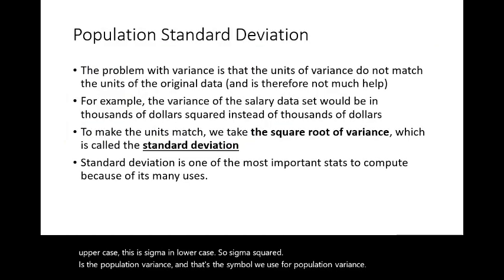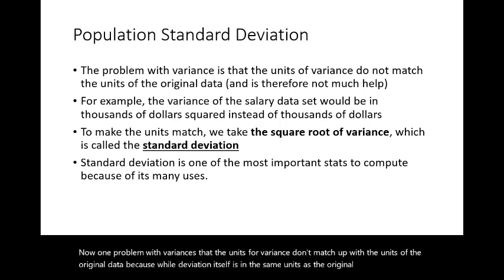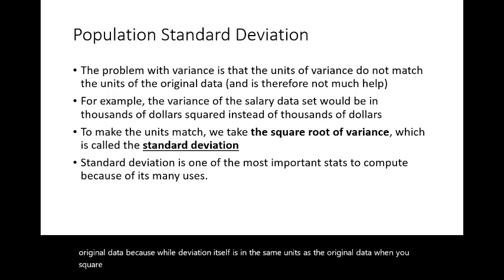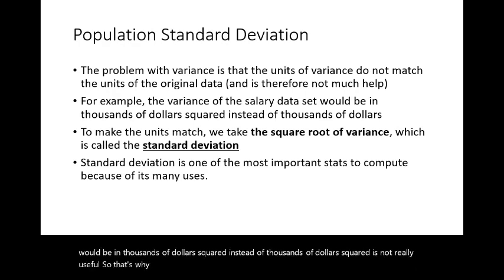Now, one problem with variance is that the units for variance don't match up with the units of the original data, because while deviation itself is in the same units as the original data, when you square it, you're going to get squared units. So for example, the variance for the salary data set would be in thousands of dollars squared instead of thousands of dollars. Dollars squared is not really useful. So that's why variance, while it is calculated, isn't used all that much, and it's really a means to another end.